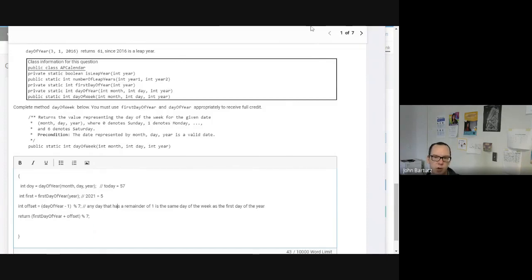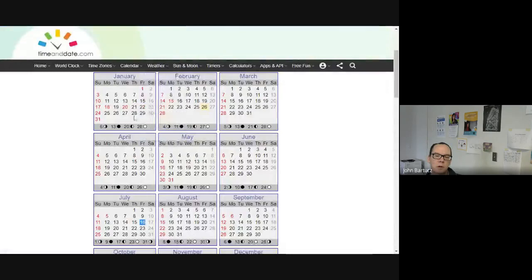All right, looking at January, the 22nd of January is the 22nd day of the year. If I subtract 1 from that, I get 21. 21 modulus 7 is 0, so I know it's the same day of the week as the first day of the year.